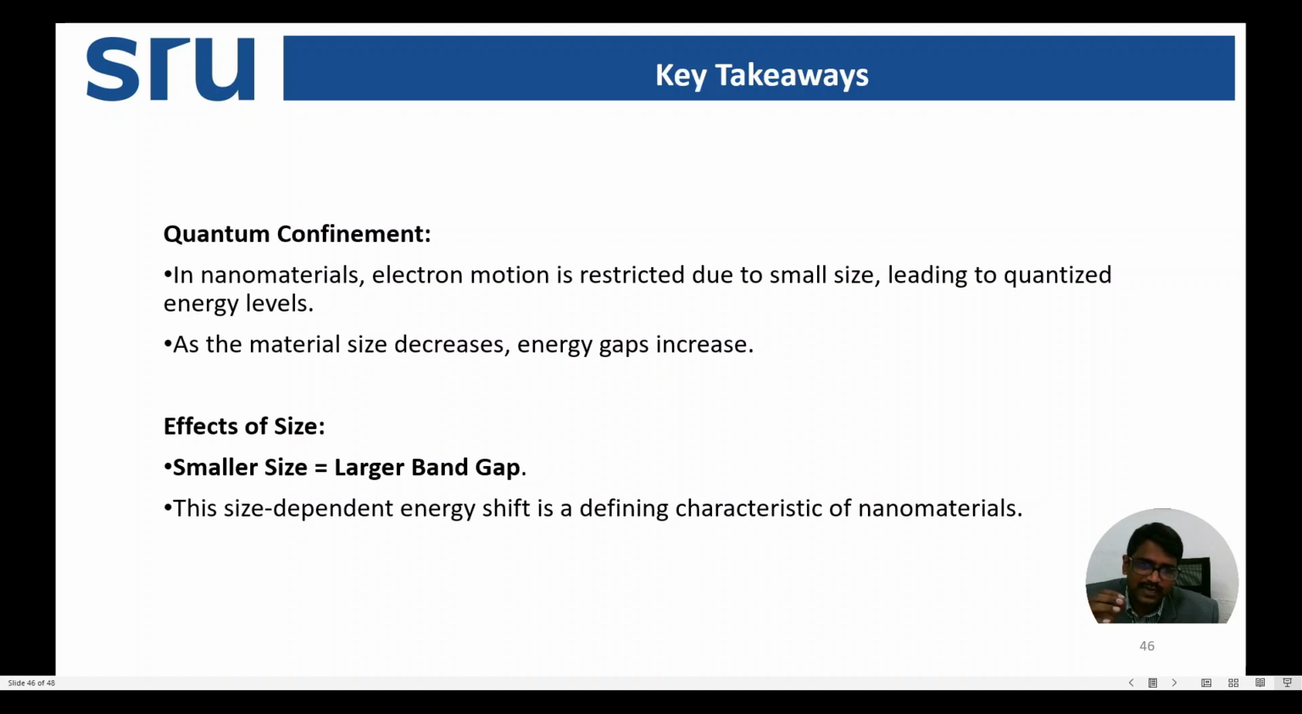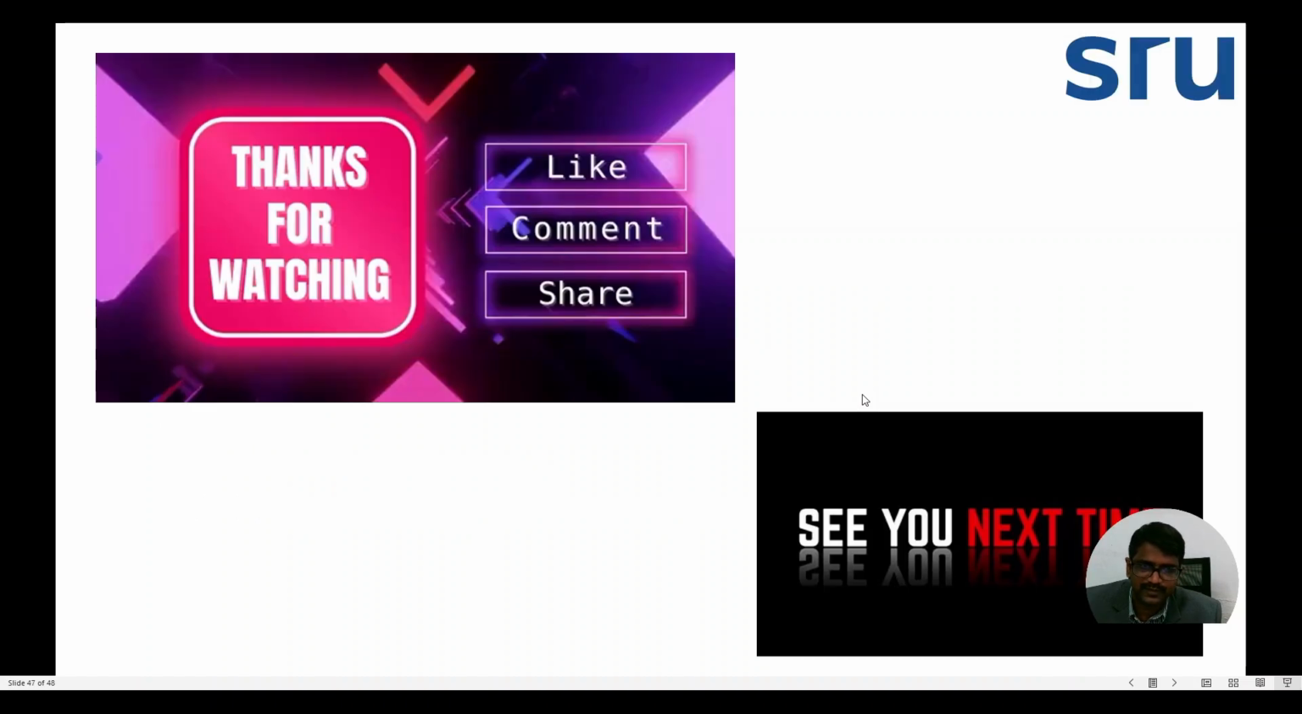So for nanomaterials, we need higher surface to volume ratio. And also this quantum confinement brings changes in band gap, which reflects in all the properties, particularly optical properties and electrical properties. Okay, so this is about quantum confinement.